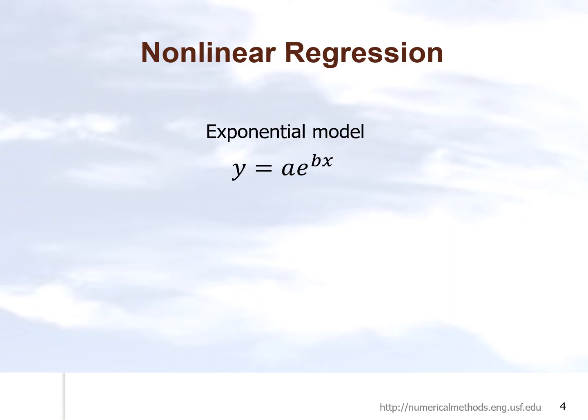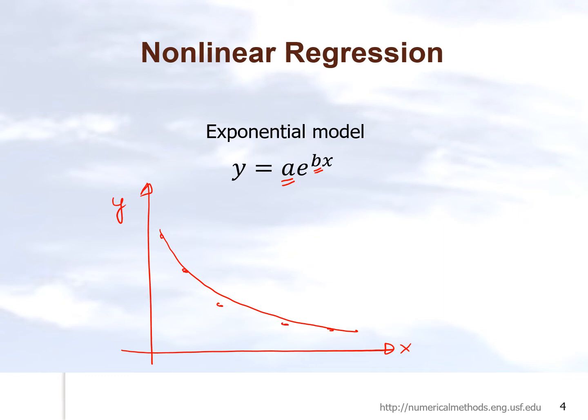Let's look at some of the common regression models which are used in science and engineering. One of them is the exponential model. As you can see here, it has two constants of the regression model, A and B. You are given data y as a function of x, and you are trying to regress this data to an exponential model.